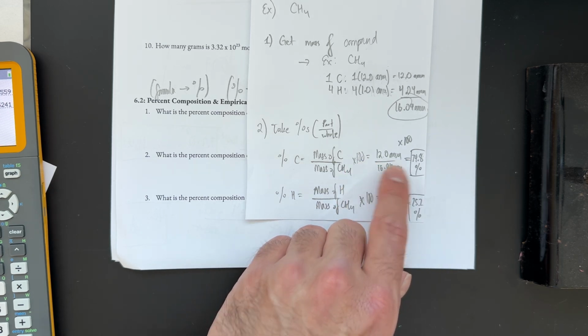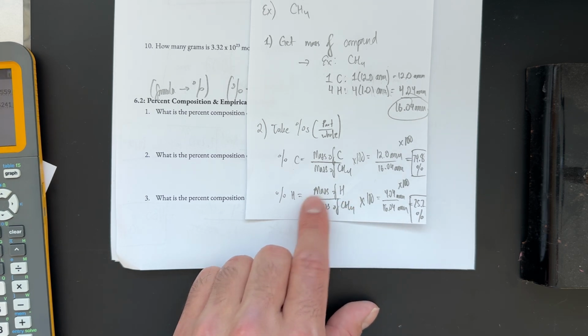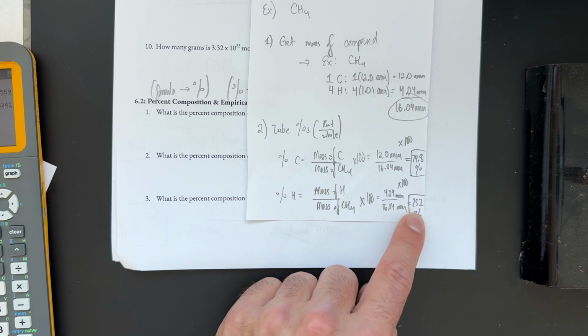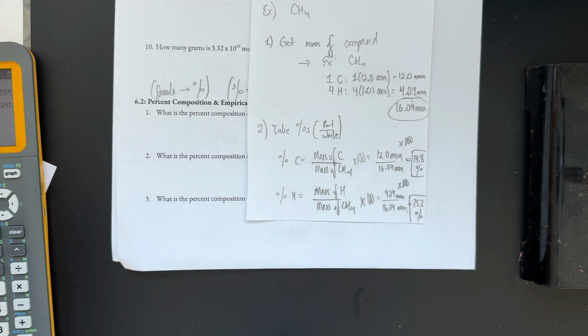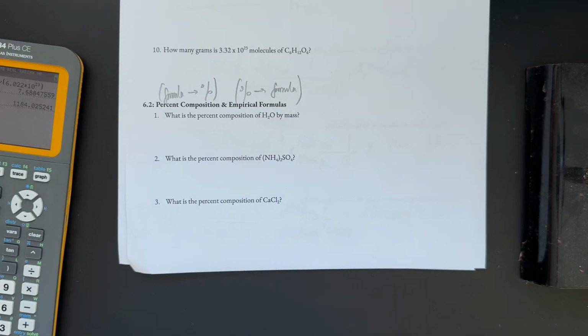Over 16.04 is approximately 74.8%. And the percent of H is the mass of H over the mass of CH4, 4.04 divided by 16.04, so that's going to be 25.2%. If you're wondering how I got those numbers, it's just from the periodic table, adding them up. So anyways, that's how you do it, just 2 steps.